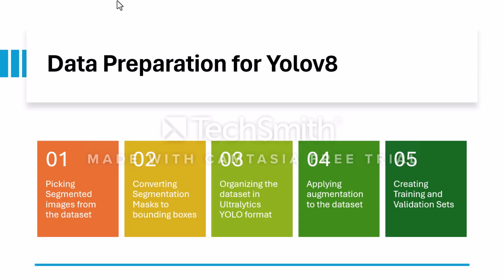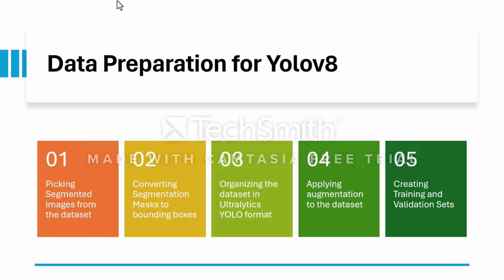Now we are going to talk about the data preparation for YOLO V8. YOLO V8 is the model responsible for object detection. The first thing that we did is that we picked only segmented images from this data set. After that, we converted the segmentation mask into bounding boxes. Then we organized the data set so that it will fit with the Ultralytics YOLO format.